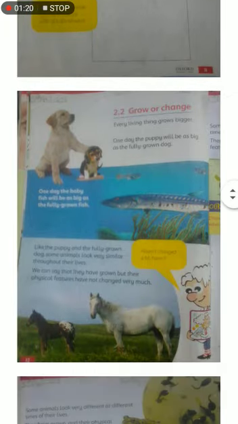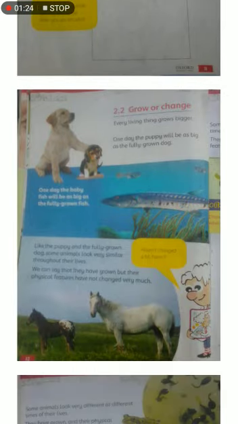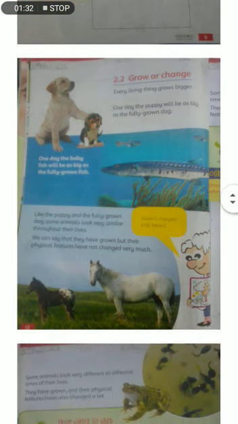On the next page, page number 12, 2.2. Grow or change. In this topic we can talk about in what way animals change as they grow. Every living thing grows bigger. Look at this picture. There is a puppy and a dog. One day a puppy will be a big, fully grown dog.